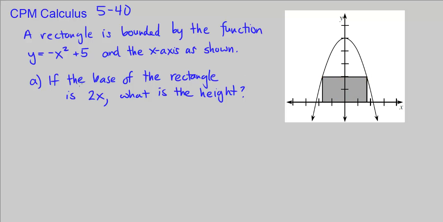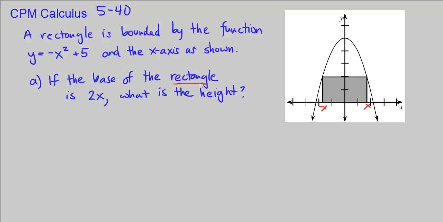There's the rectangle. If the base of the rectangle is 2x, what is the height? So here's the base, right? Well, the base, if it's 2x, that means if we're in the middle, this is an even function. That means we're going to the right half of that and the left the other half. So that means we're going to the right x and to the left negative x.